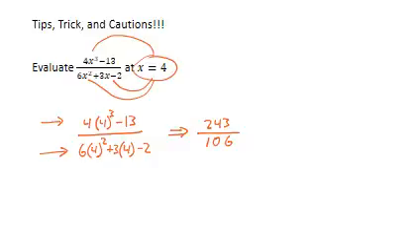Now, the directions of the homework packet say to leave it as an improper fraction. Don't get a decimal approximation unless it's an application problem. This is just a generic problem, so it's going to be left in improper form. Now we need to check if we can reduce the 243 over 106. If I work through that, I'm going to find out that there's nothing they have in common, top and bottom. So this is actually in reduced form. This rational expression, evaluated at x equals 4, is equal to 243 over 106.